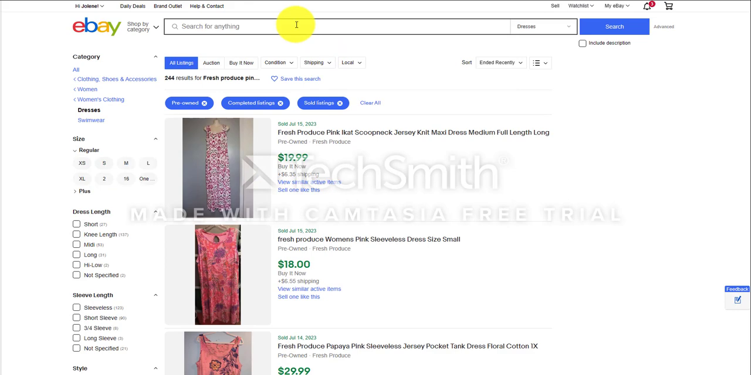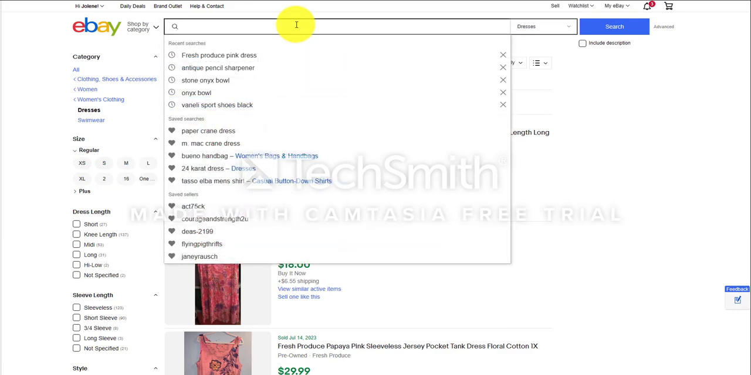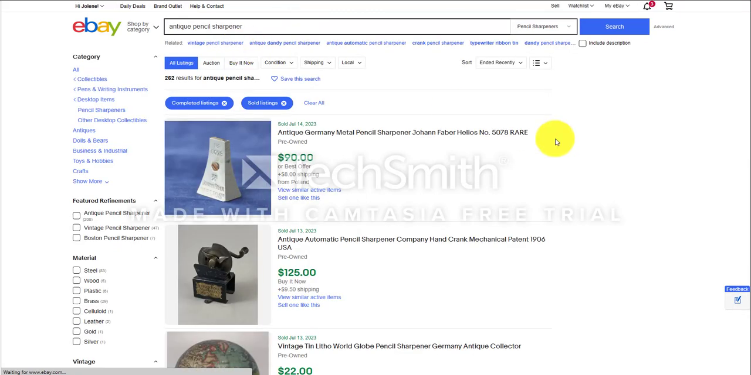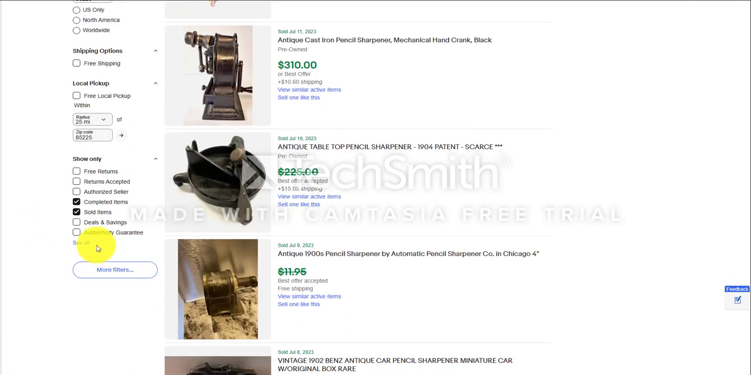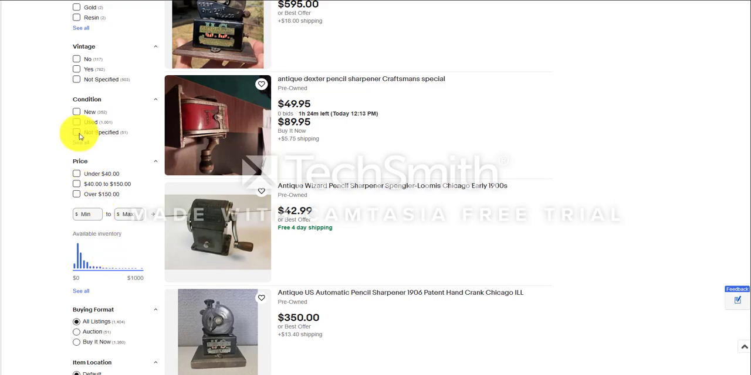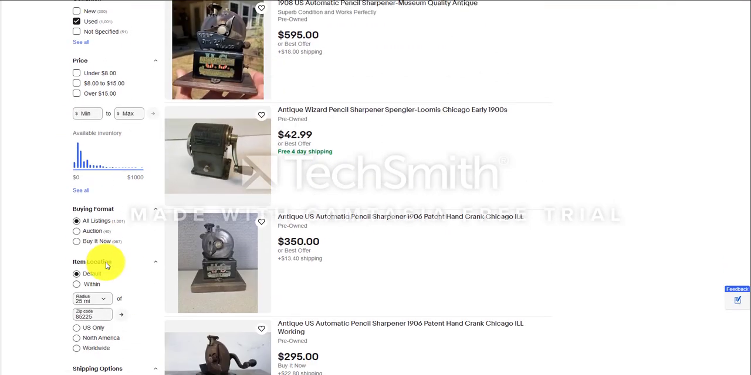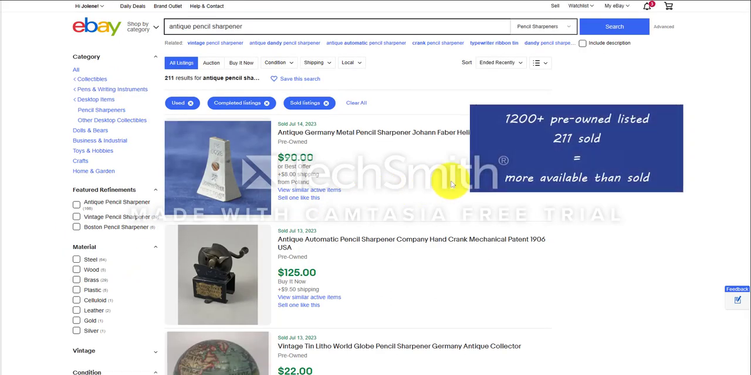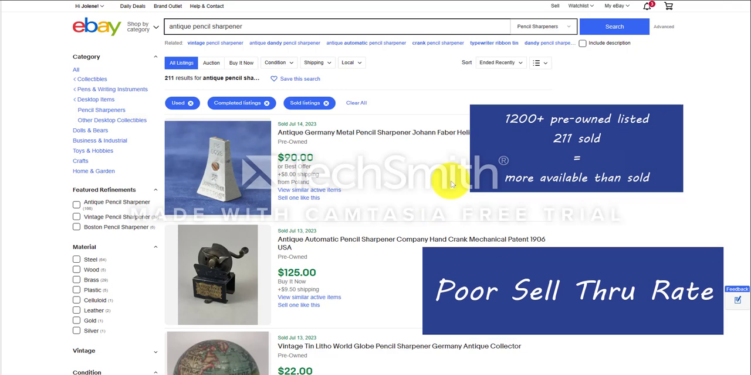So another thing that you can look for is, let's do antique pencil sharpener. This is something that I just recently sold. So I already have the sold pulled up. Let's go back down and get rid of sold. So right now, this says there's 1,200 plus results for antique pencil sharpeners. So I'm going to go to used, and then I'm going to go to sold, and there's 211. Now, that doesn't seem like a good sell-through rate. That means there are 1,200 plus available and only 211 sold.